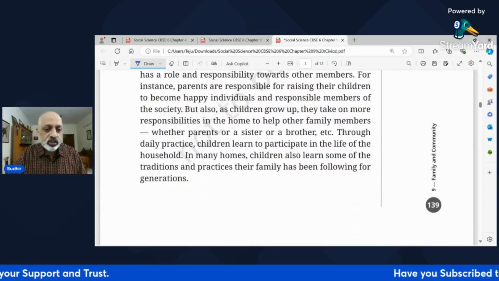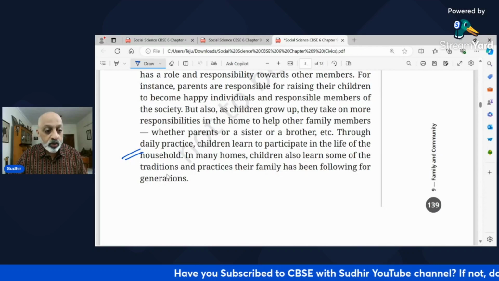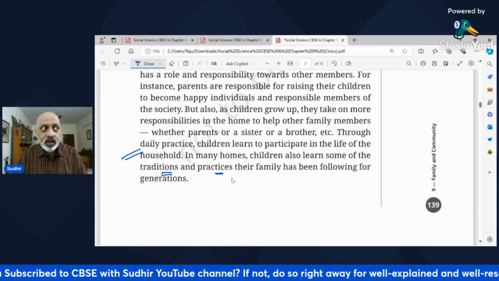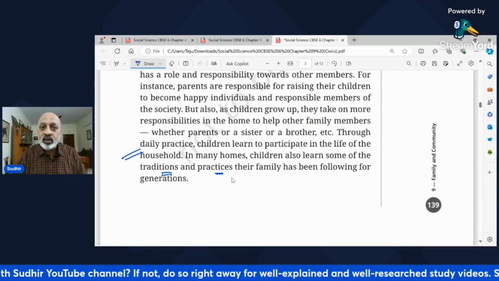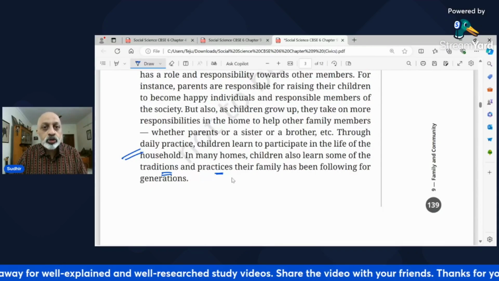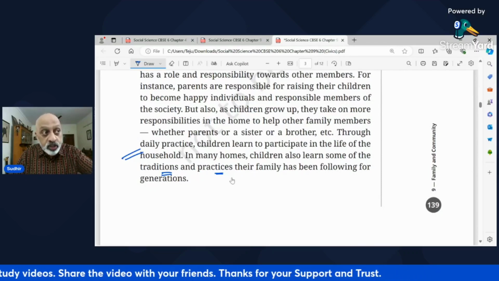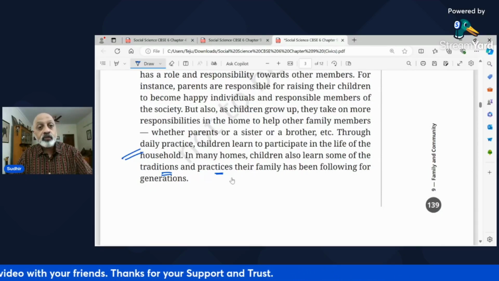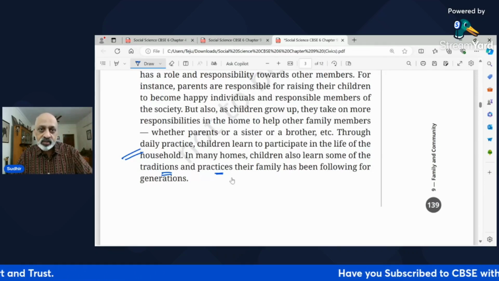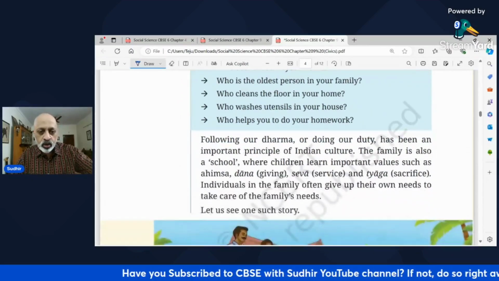So through daily practice, children learn to participate in the life of the household, and in many homes children also learn some of the traditions and practices of their family. If you live with your grandparents, they would be able to tell you that these are the cultural practices that our family has been practicing for many years, and you should carry them forward, right? That we do this particular puja or prayer to this particular god or deity, and this is the way to do it. So grandparents pass on that tradition to the grandson or granddaughter. These are general questions which you could look at.